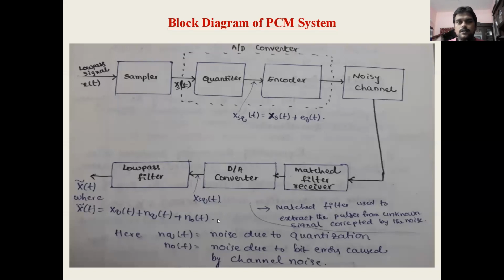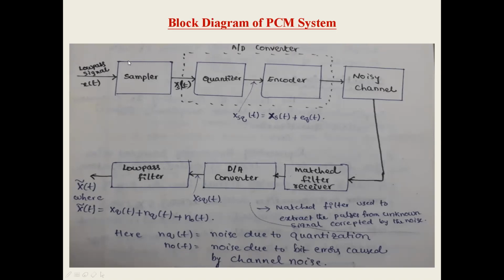That means the transmitter we discussed separately, the transmission path separately, and then the receiver section is also discussed separately. Now what is a system? What is the difference between the previous topic and this topic? Here we connected the transmitter and receiver through the transmission path. So this is the block diagram of the pulse code modulation system.